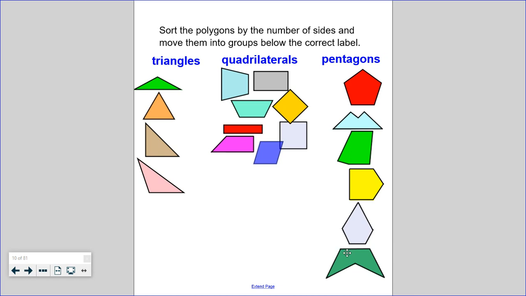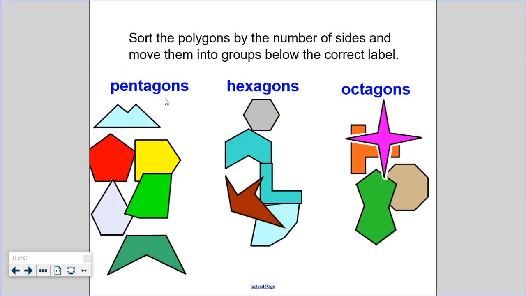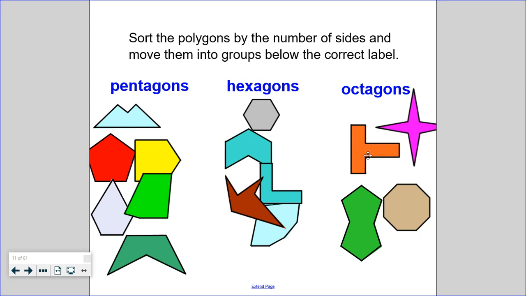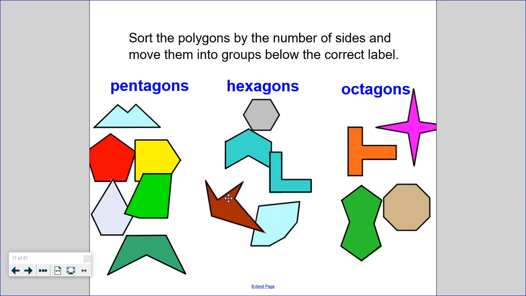Same with this one down here. It kind of looks like it could be a 4-sided figure, but then I counted 1, 2, 3, 4, 5, and I saw it was in fact a pentagon. On this page, I had some shapes that I sorted into groups: pentagons, hexagons, and octagons. So remember, pentagons have 5 sides, hexagons have 6 sides, there's that X, and then octagons have 8.